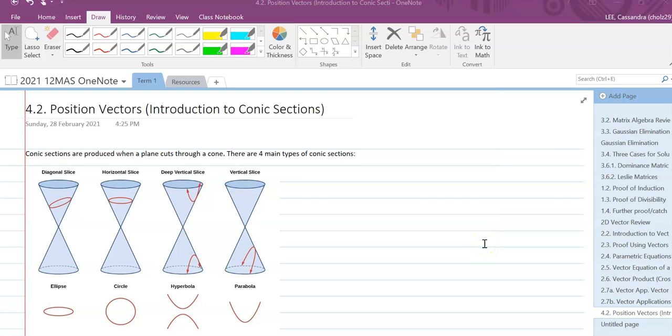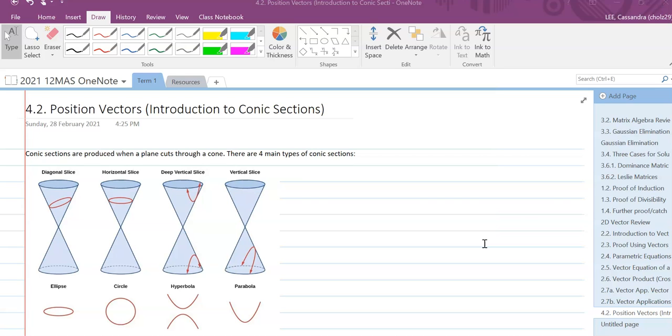So today we're going to be looking at position vectors, but before we jump into our questions with position vectors, we're going to talk very briefly about conic sections. Conic sections are sections that are produced when a plane cuts through a cone. There's four different types of conic sections. We have the ellipse, we have a circle, we have a hyperbola, and we have a parabola.